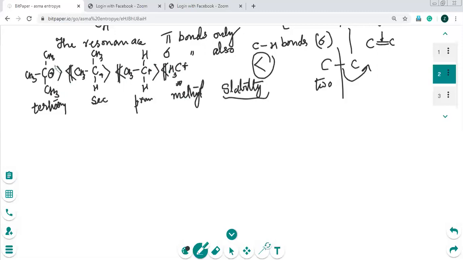This is the one. Now, why is it more stable? Why is tertiary more stable than secondary, than primary, than methyl? Why? Yeah, hyperconjugation. Am I right?